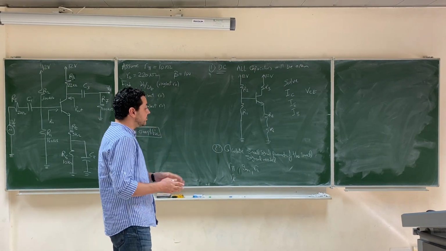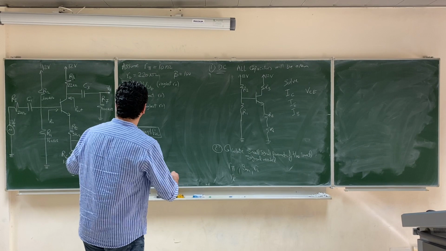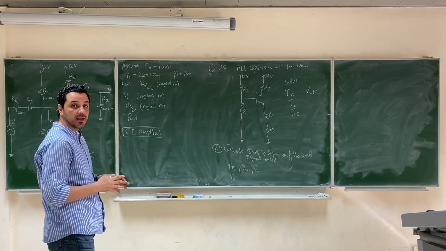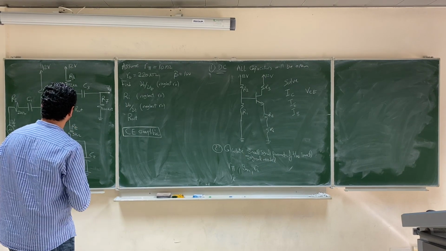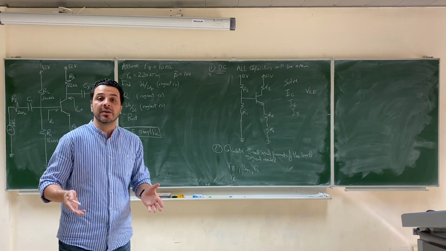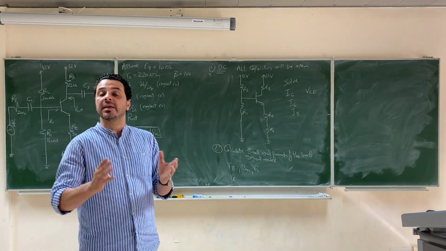Once you calculate these parameters, you can go and replace your transistor with the model, whether the pi model or the T model. You can choose any of them. Both of them should give you exactly the same solution.